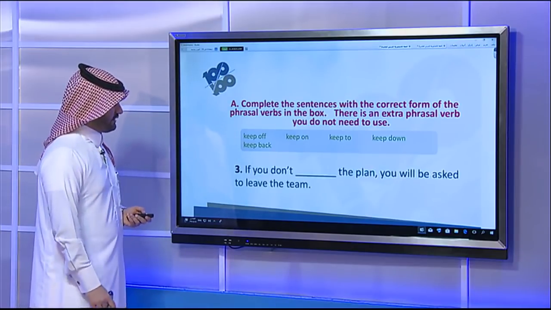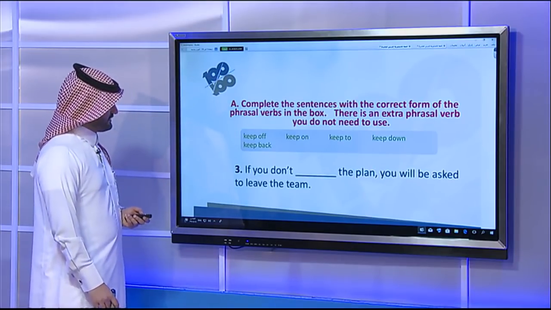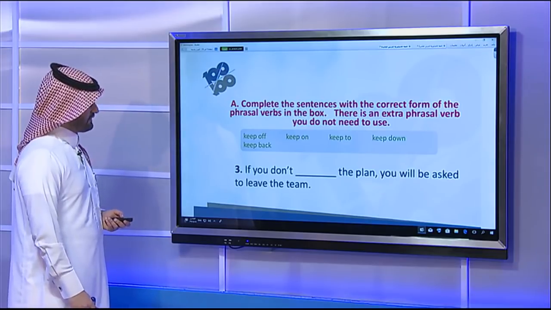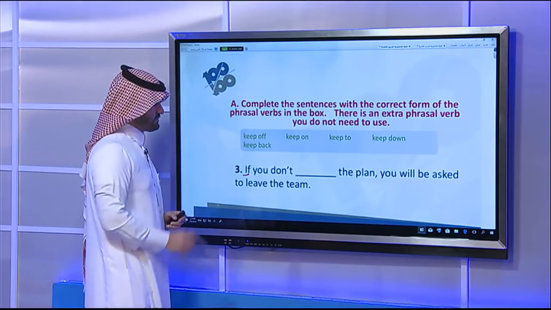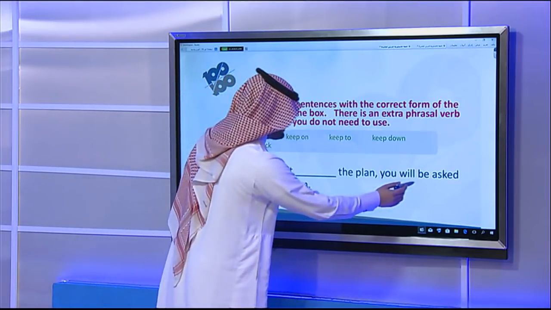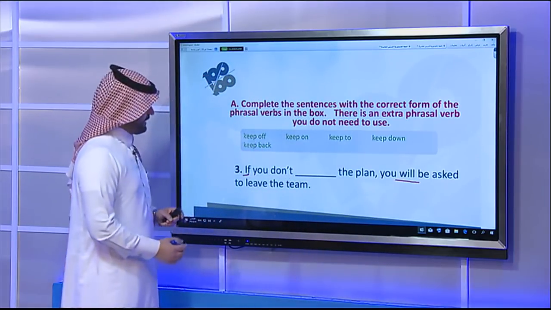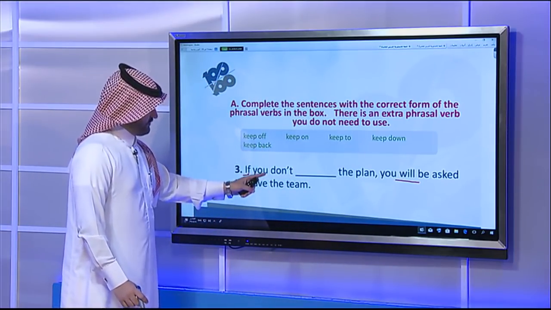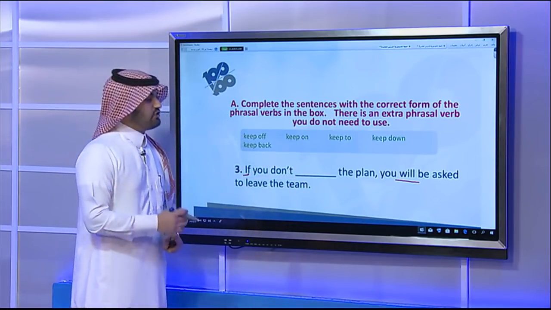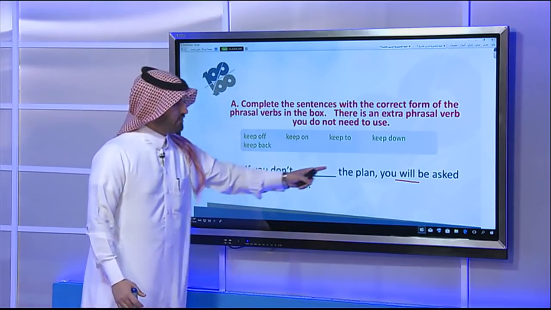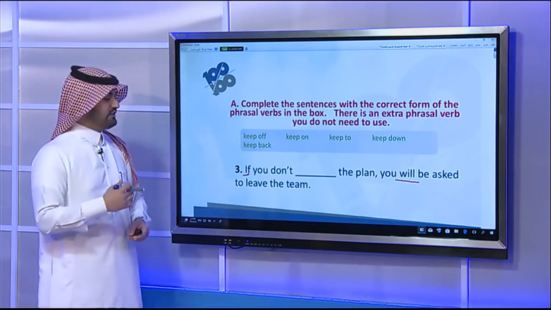Number three. The sentence number three starts with an if conditional: if you don't the plan, you will be asked to leave the team. The first clause, starting with if, is the conditional clause, okay? The second one is the main clause. The if clause is negative: if you don't do something, or if you don't the plan, you will be asked. Here present, here future. You will be asked to leave the team.